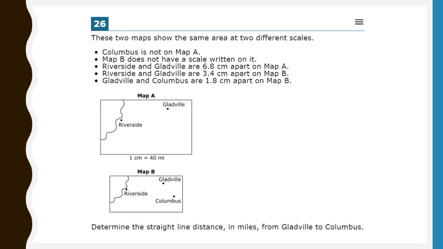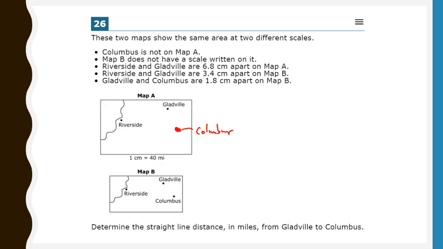Problem number 26 requires us to understand two different things that we can make from these maps. These two maps show the same area on two different scales. Columbus is not on map A, so first I'm going to make sure Columbus shows up somewhere, so that we have a point of reference. Looking at the map below, I think Columbus would be somewhere over here, and there's our new Columbus. Map B does not have a scale written in, and that's a problem, because if we want to figure out real distances, we're going to need a scale.